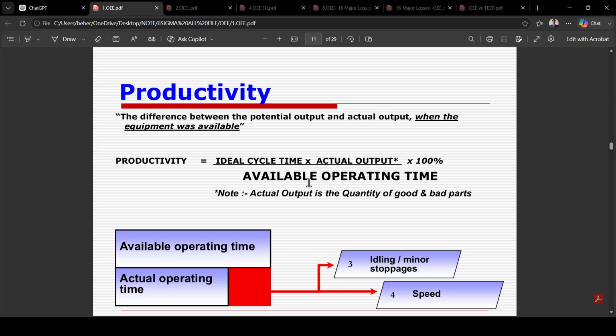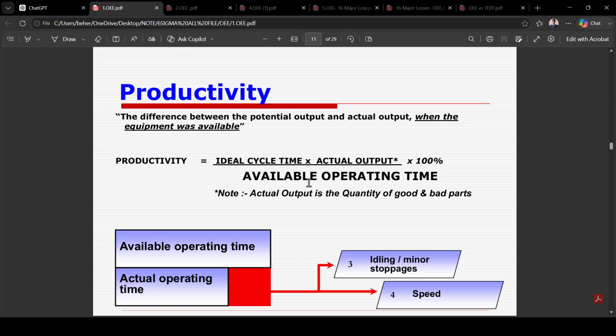The difference between the potential output and the actual output when the equipment was available. Productivity is the ideal cycle time into actual output, divided by actual output, into 100%. So availability is operating time. Note, actual output is the quantity of the good and the bad. So available operating time, actual operating time.